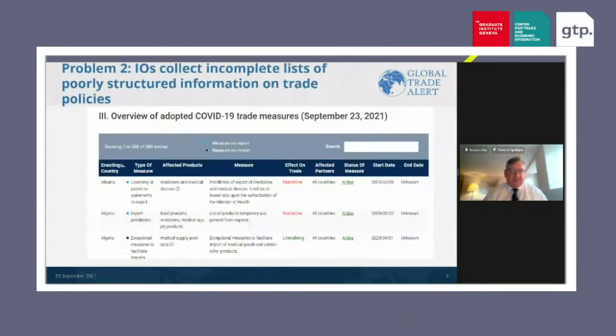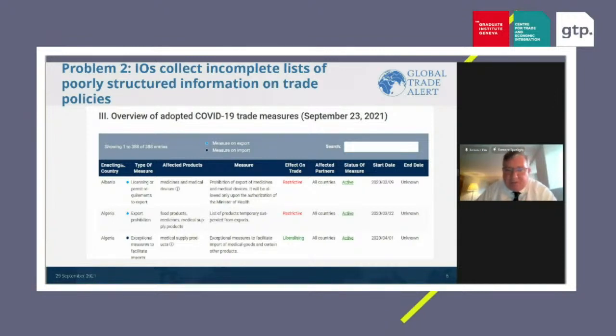The second problem we're here to tackle is one which Dimitri also alluded to, and that is that international organizations often collect information on public policy changes. Sometimes that information is supplied to them by governments, sometimes with a delay, sometimes incompletely. And as a result, those lists can be incomplete. And here we have an example of the COVID-19 trade measures affecting medical goods and food, which is collected by one Geneva-based organization. And you can see here there are 388 entries which they have found and documented.